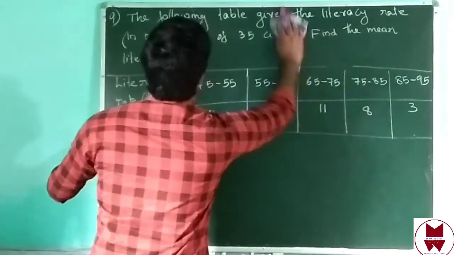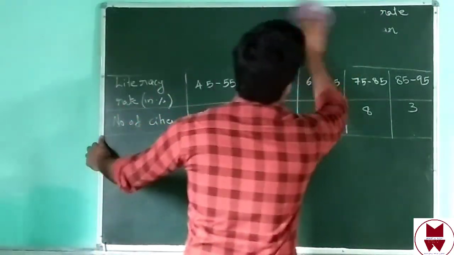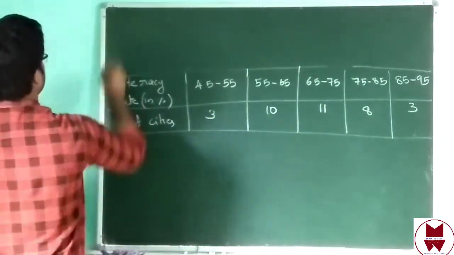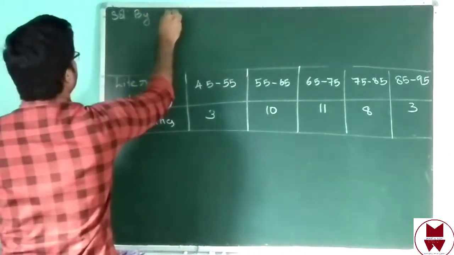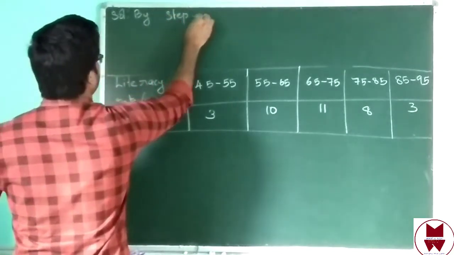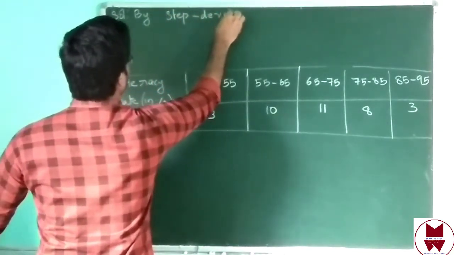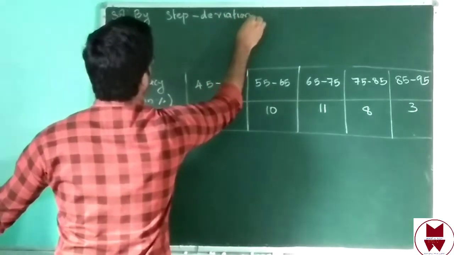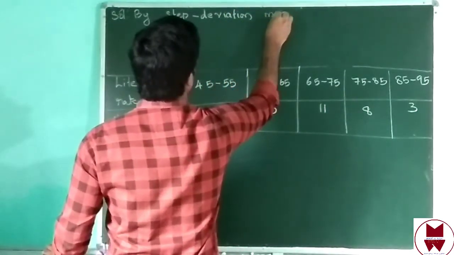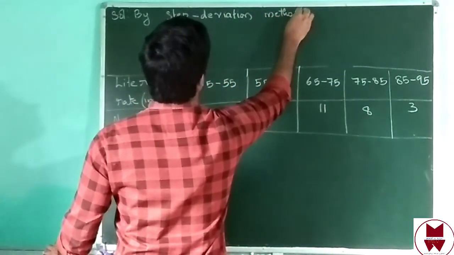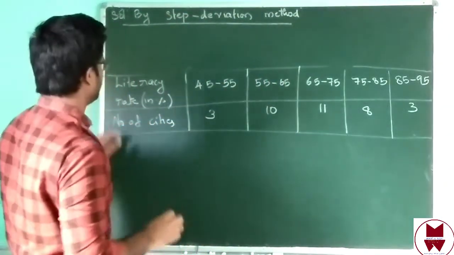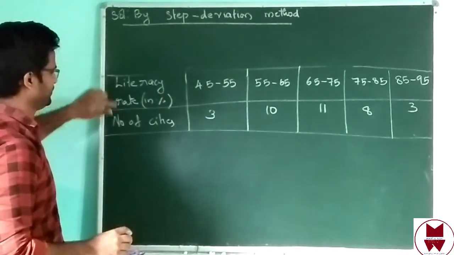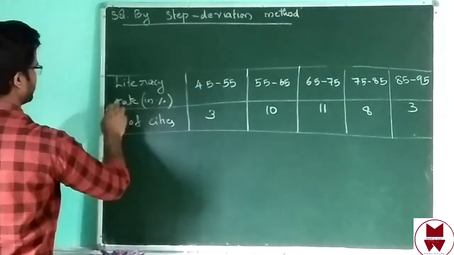So we can start. Solution by step deviation method. Step deviation method. First you have to write these 2 in the first 2 columns, literacy rate.